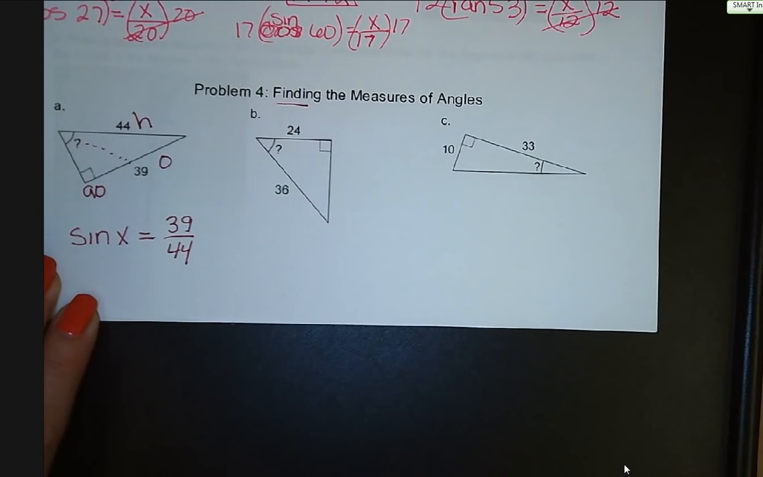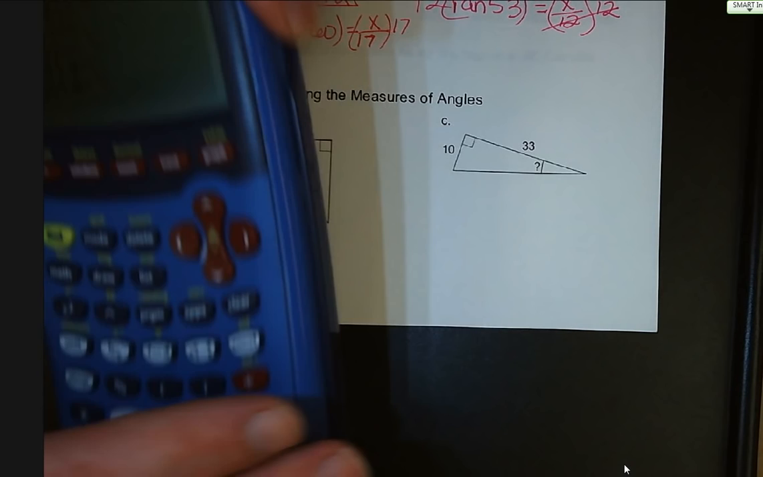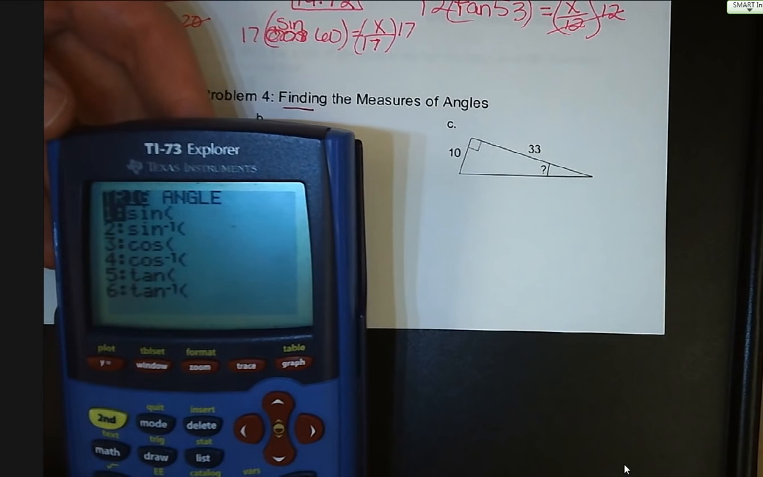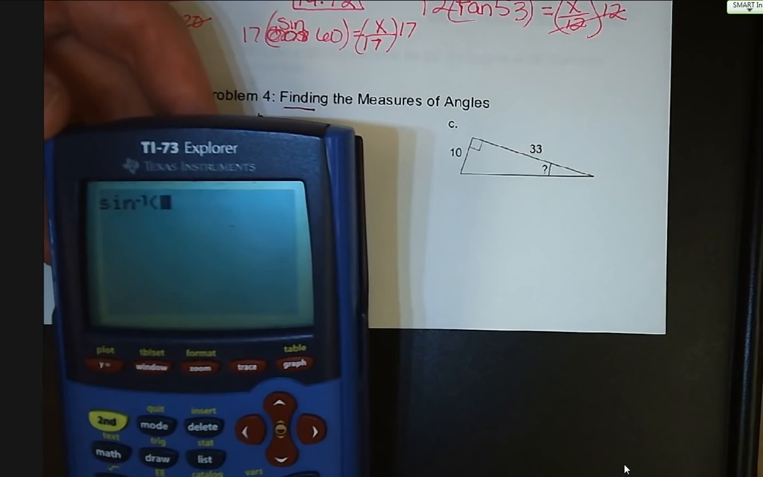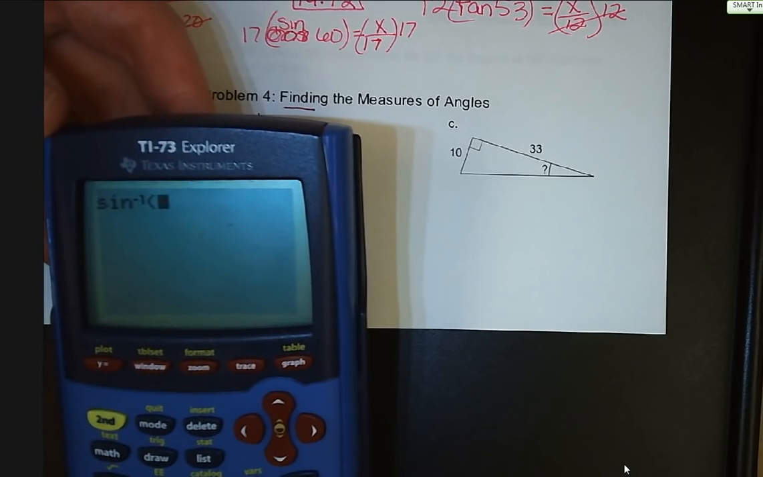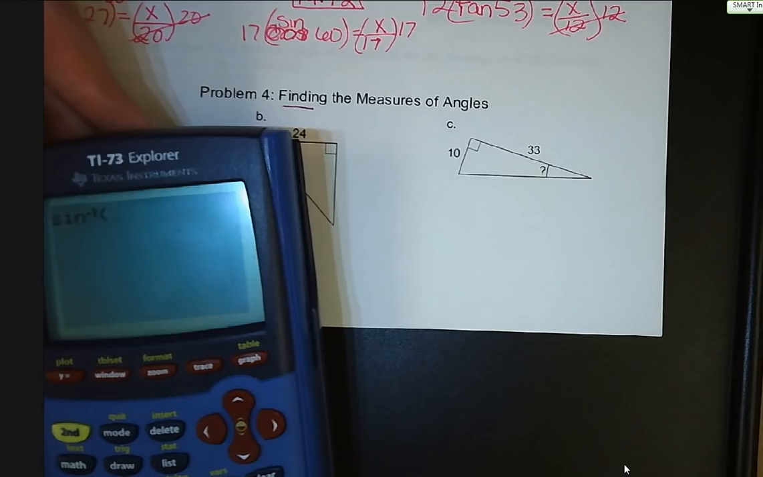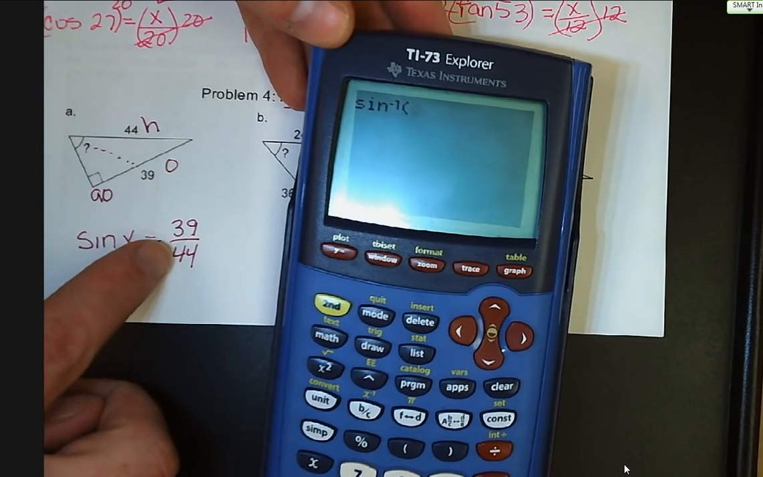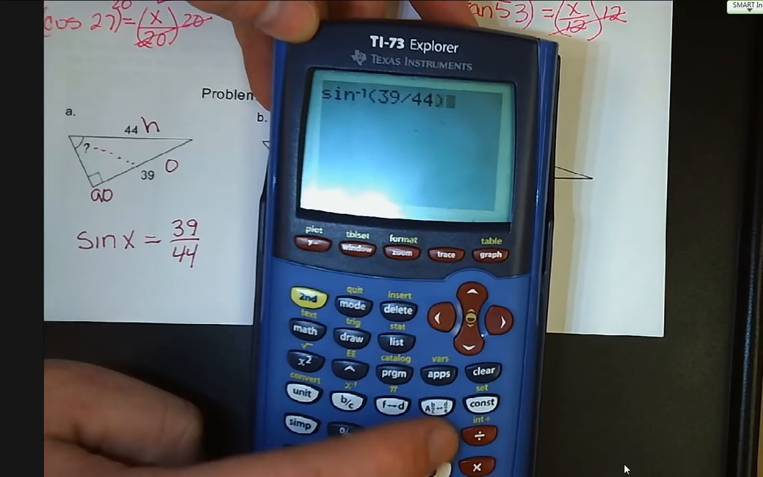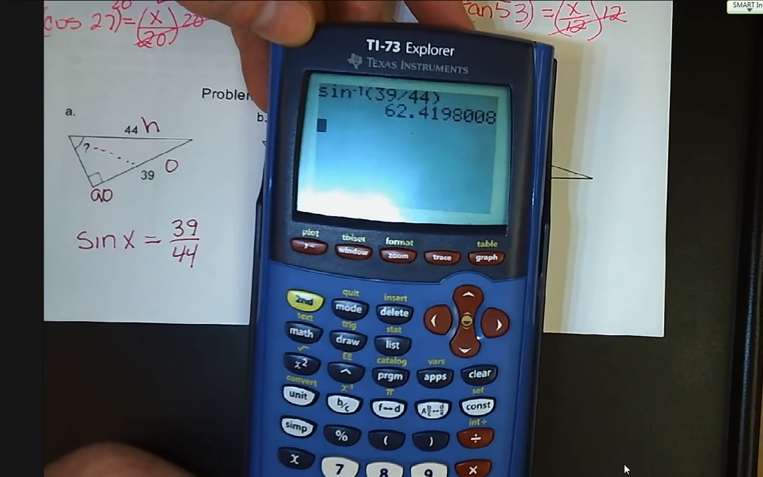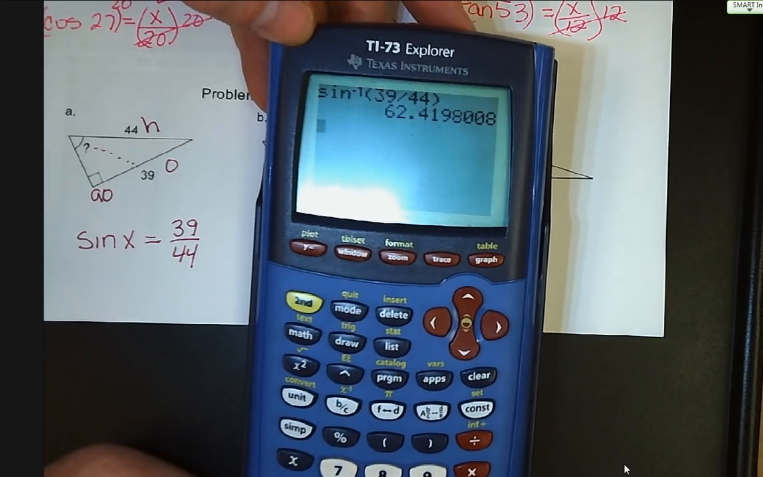Now, to solve this, we need to use another feature on our calculator, which is the inverse. To do this, we're going to take the inverse sine, which is sine to the negative 1. And we're going to type in our ratio, 39 over 44, in the parentheses, and hit enter. So it is 62.42 degrees.